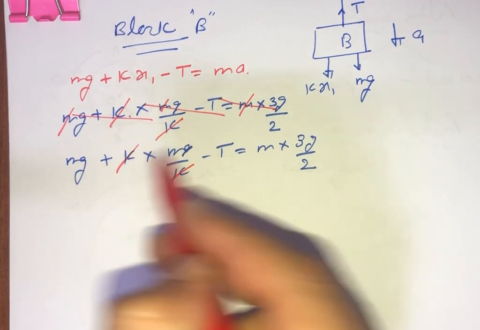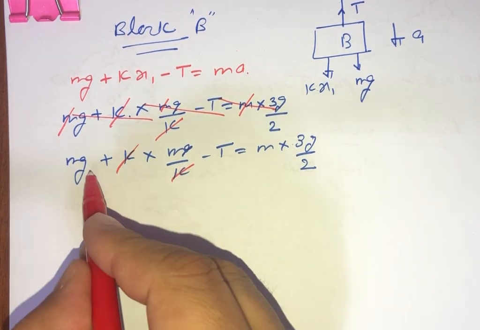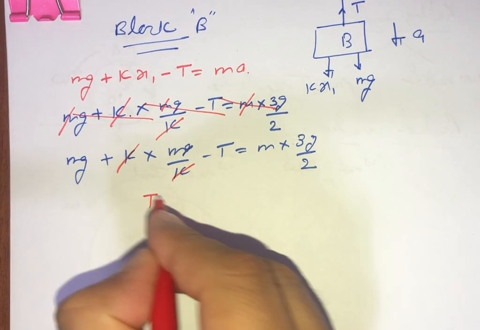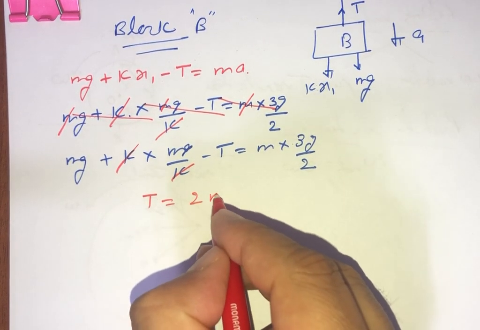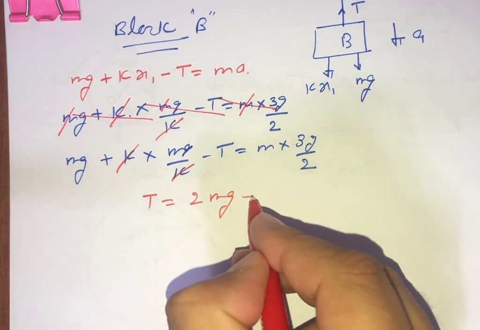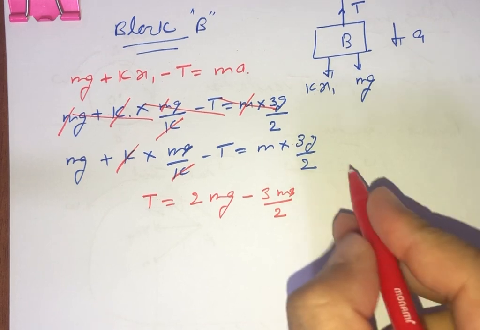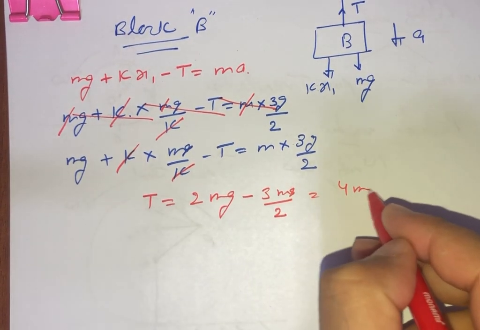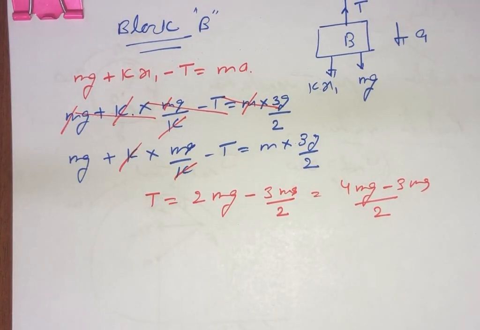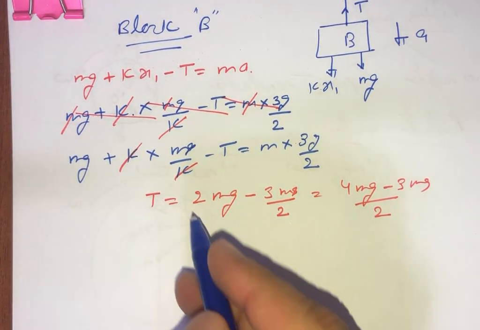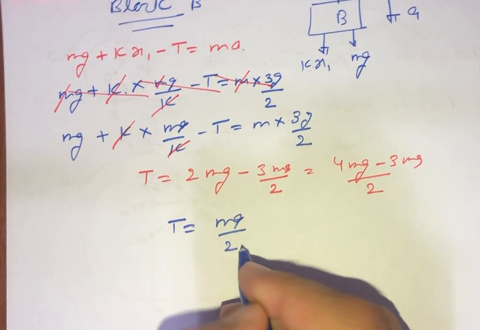So k cancels out with k. From here we can say that this will be 2 mg. So we can say T is equal to 2 mg minus 3 mg by 2, and we can write this as 4 mg minus 3 mg by 2. So tension will be coming as equal to mg by 2. Tension will be equal to mg by 2.